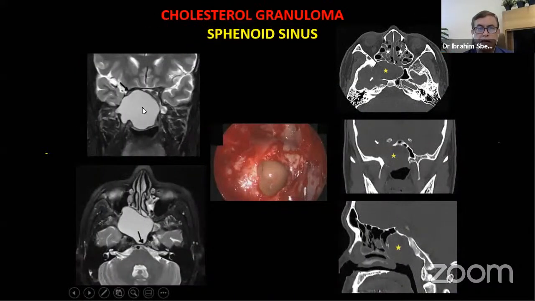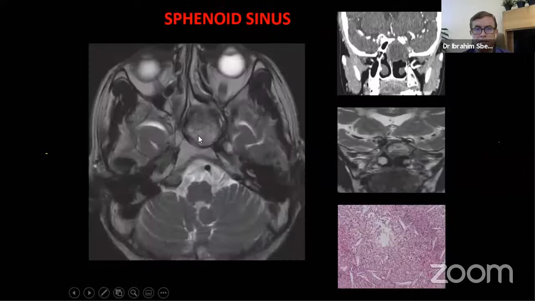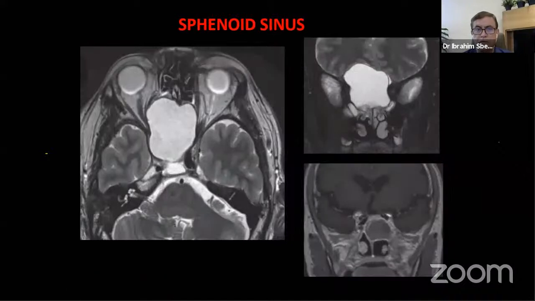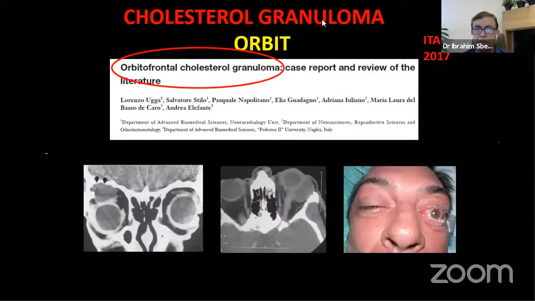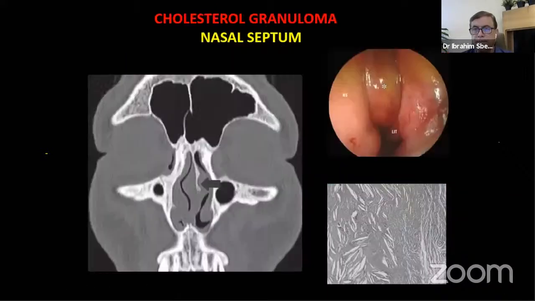Sphenoid sinus. Again, this is not empyema, this is not mucosal, this is cholesterol granuloma. And this has been proved histologically. Another sphenoid sinus affected by this cholesterol granuloma. Sphenoid sinus, maxillary sinus, orbit, very beautiful paper from Italy, 2017. So the differential diagnosis when we come to the orbital lesion is very, very wide.